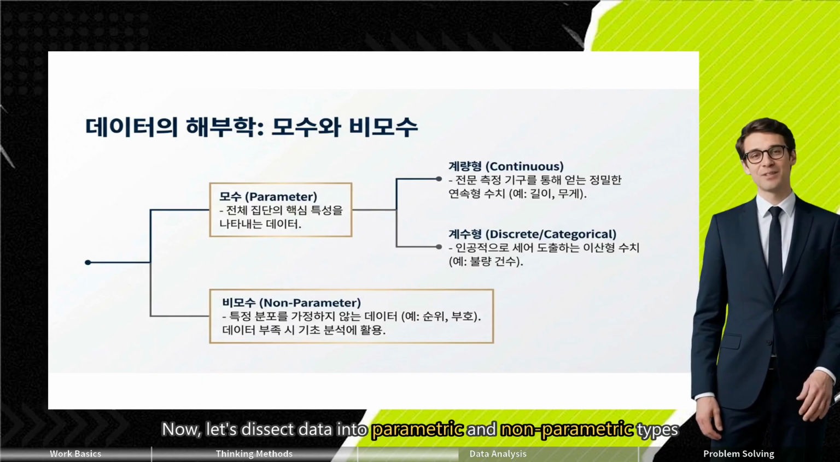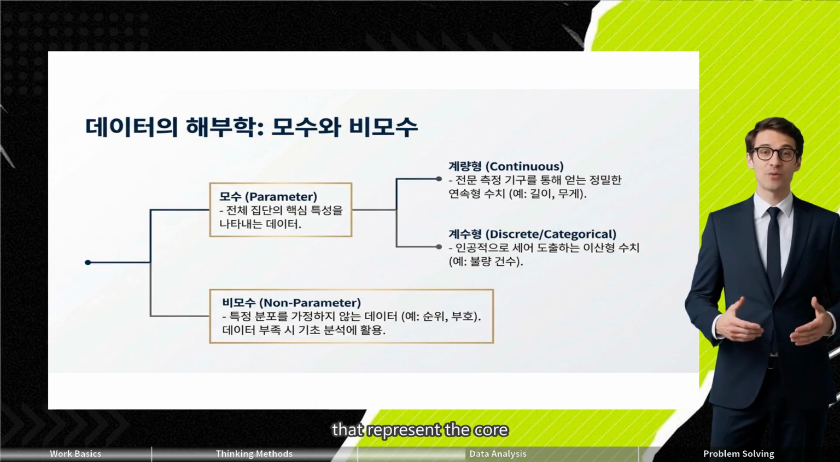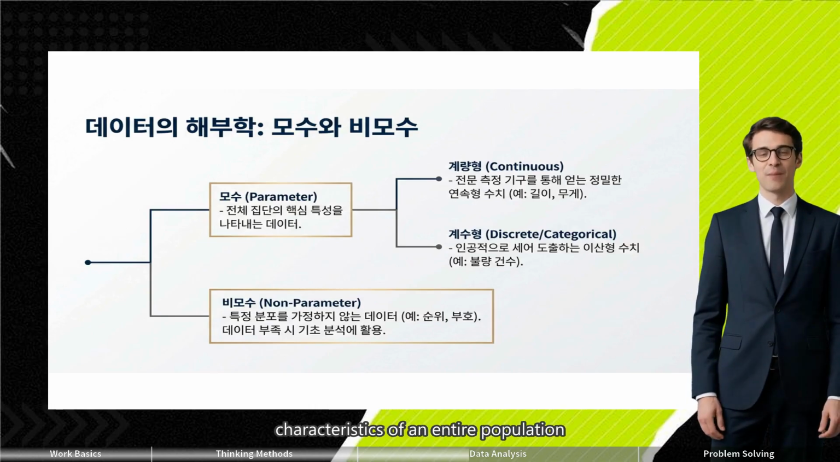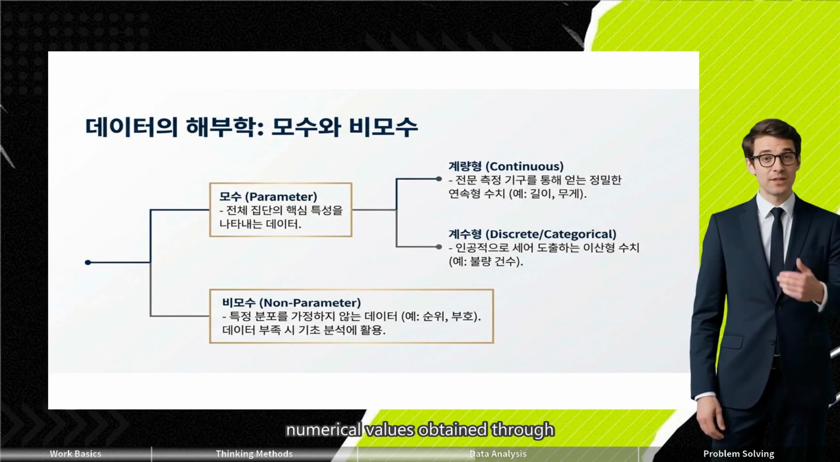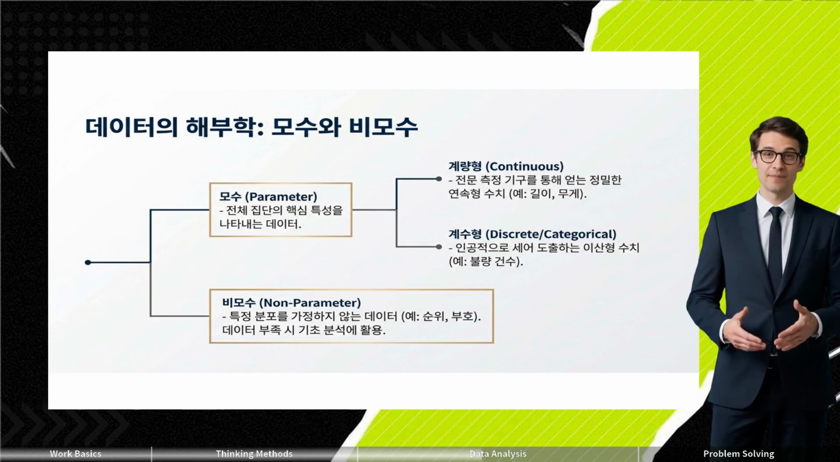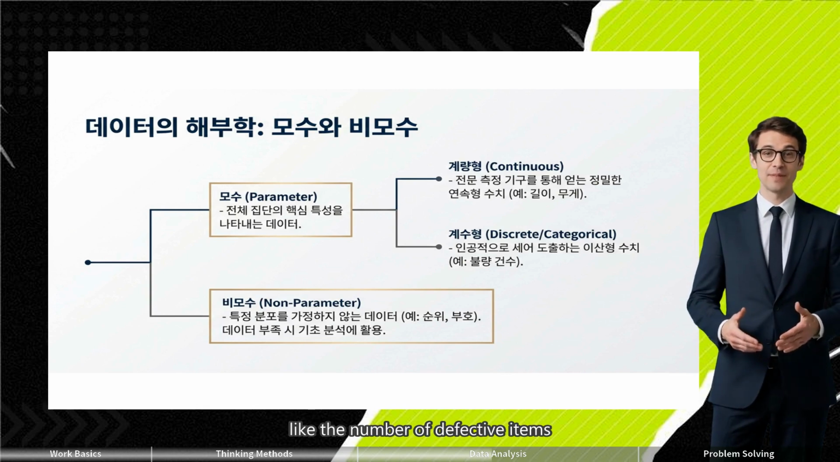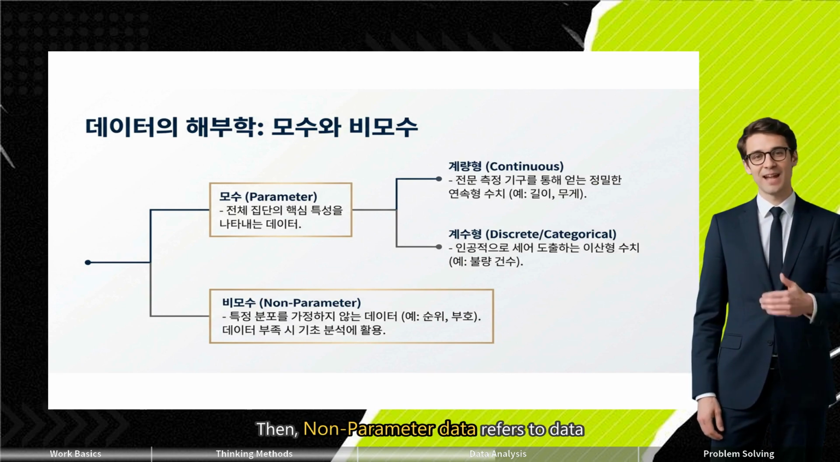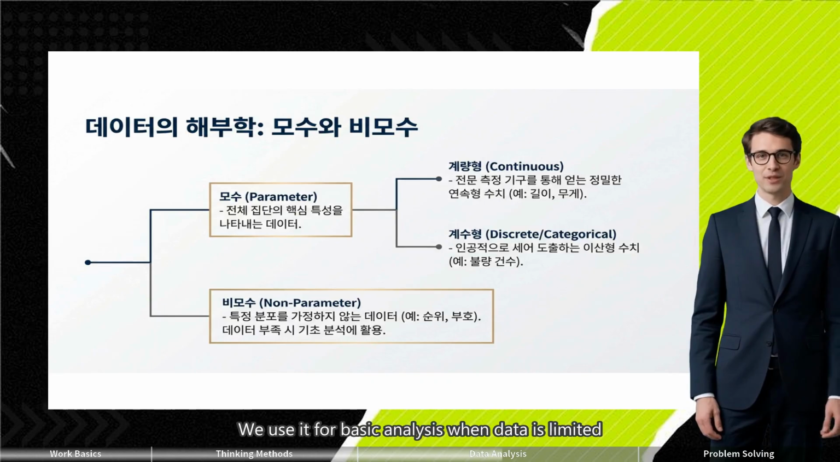Now, let's dissect data into parametric and non-parametric types. First, parameters are data that represent the core characteristics of an entire population. There are two subtypes: continuous data, which are precise, numerical values obtained through professional measuring instruments, like length or weight, and discrete or categorical data, which are count-based values derived artificially, like the number of defective items. Then, non-parametric data refers to data that doesn't assume a specific distribution, such as rankings or signs. We use it for basic analysis when data is limited.